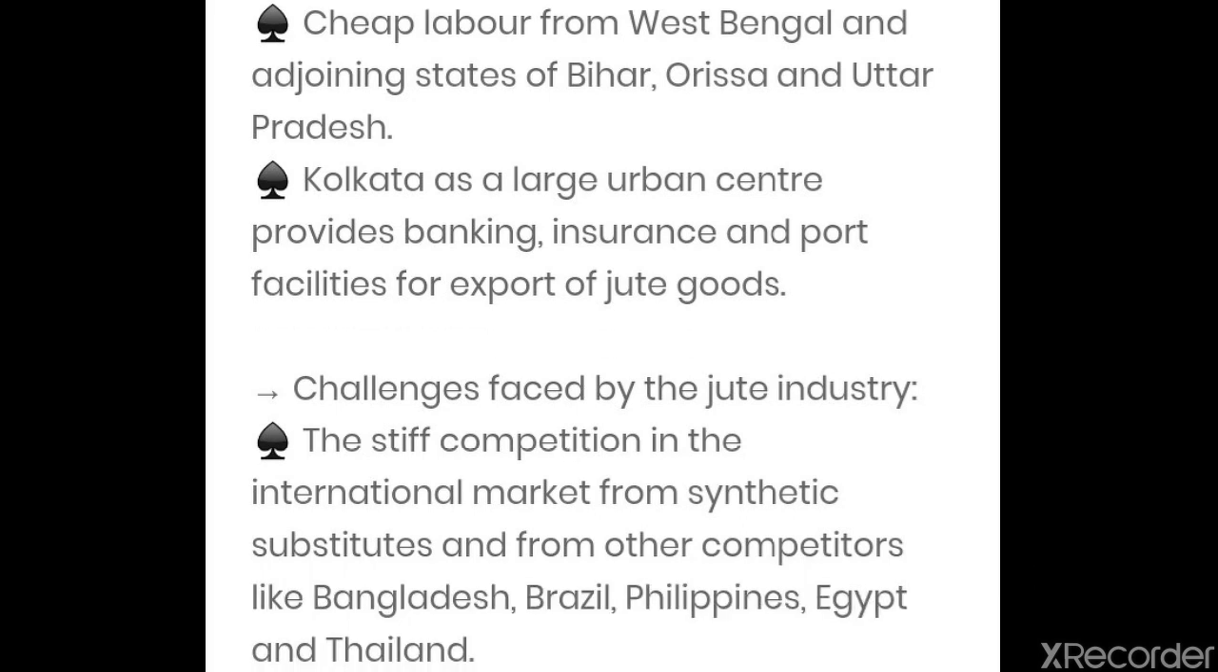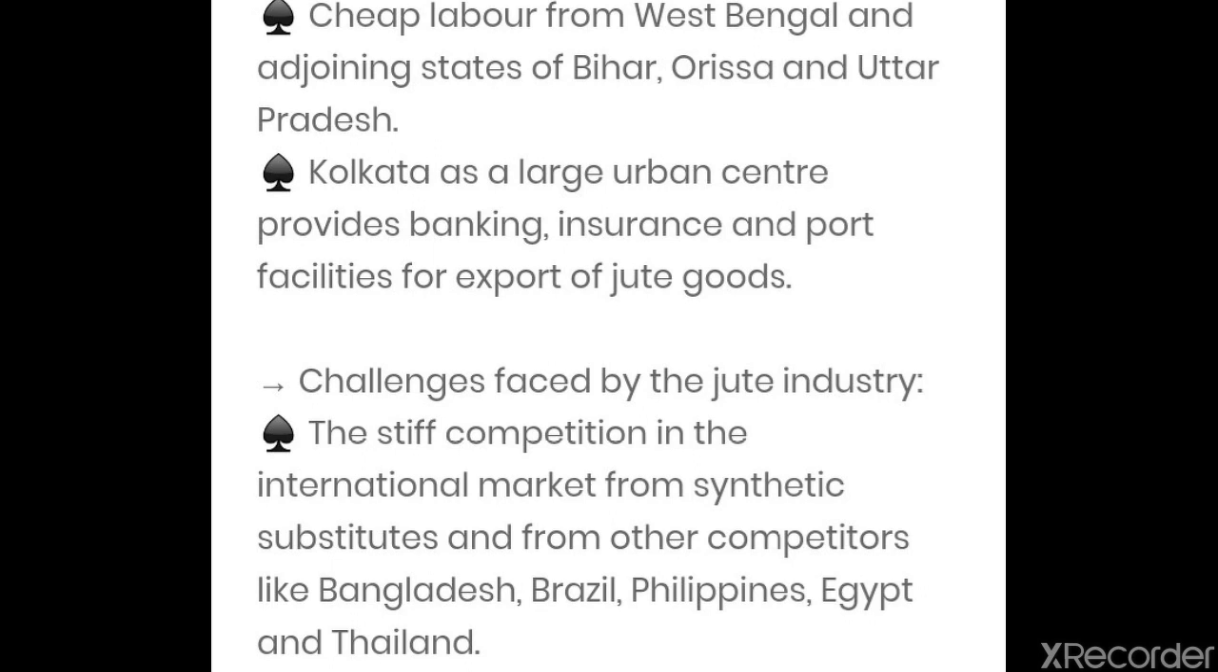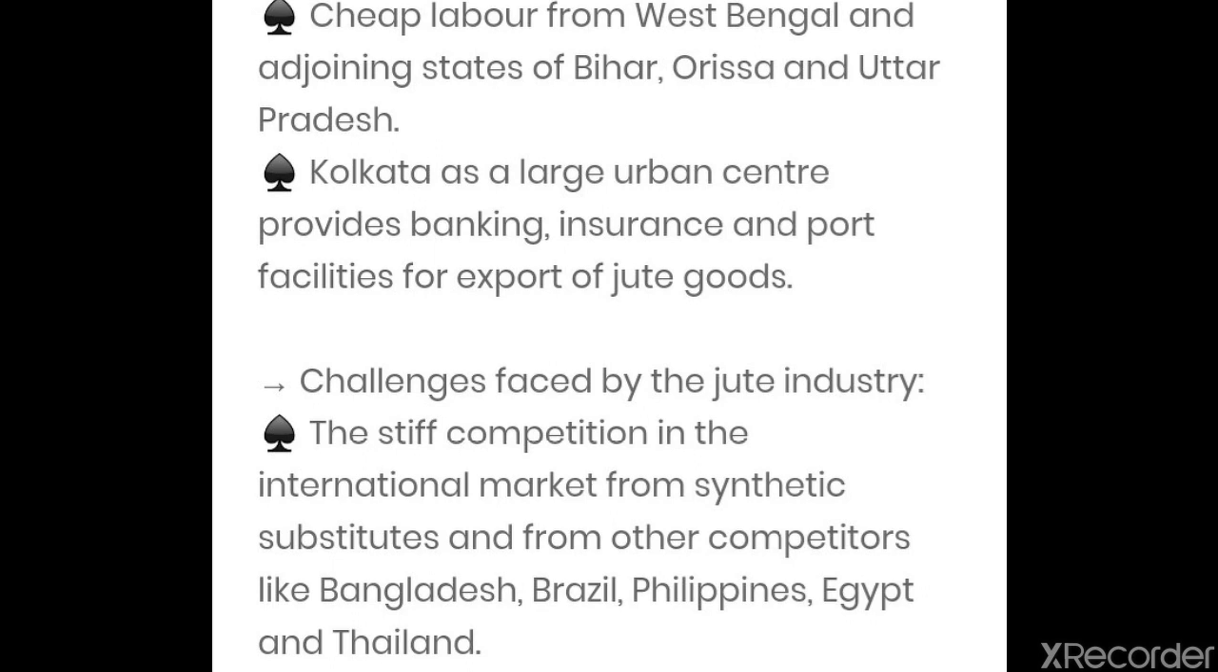Then Kolkata as a large urban center. Kolkata is a large urban center, and because of that it provides the facilities of banking, insurance, and port facilities for the export of raw jute. Raw jute can be easily exported to different parts of the world. Kolkata provides a large urban center's benefits: banking, insurance, and port facilities.